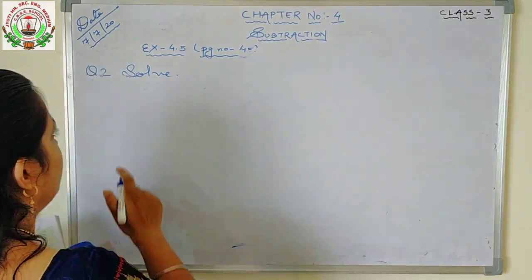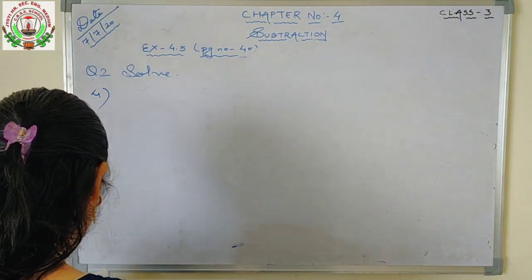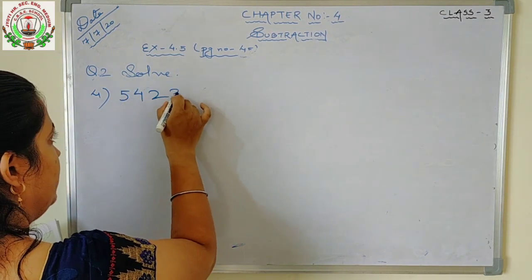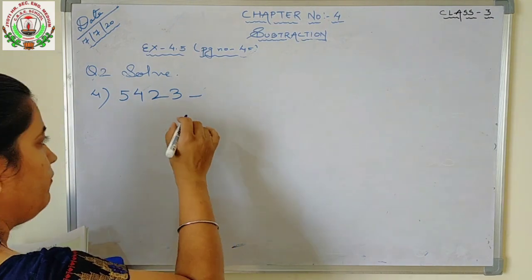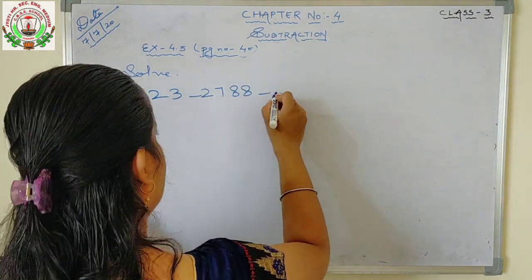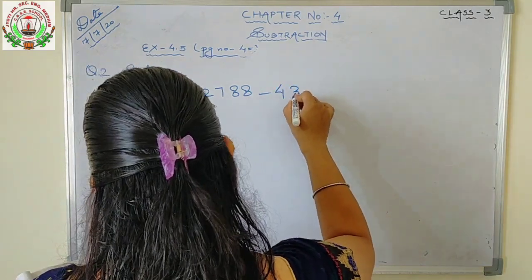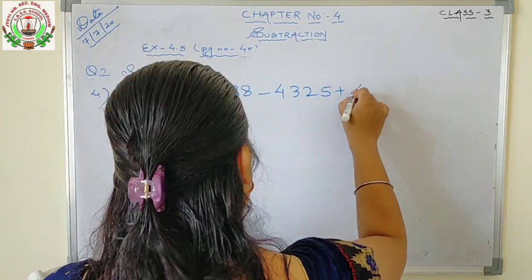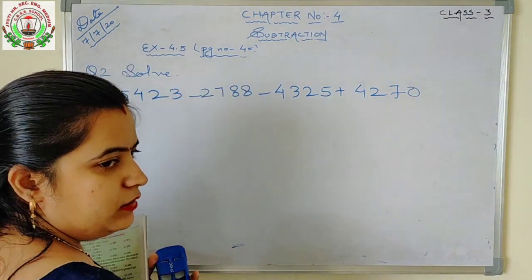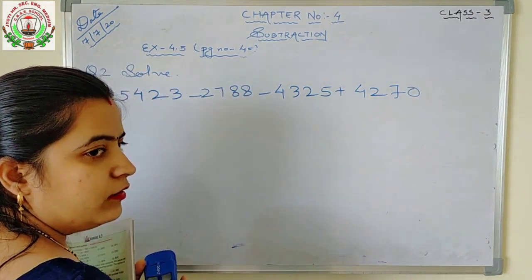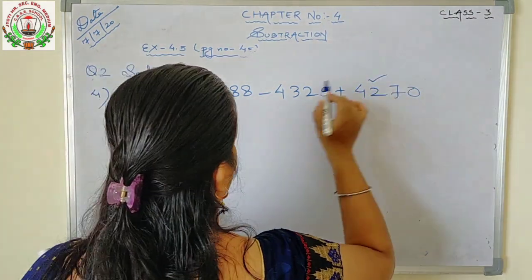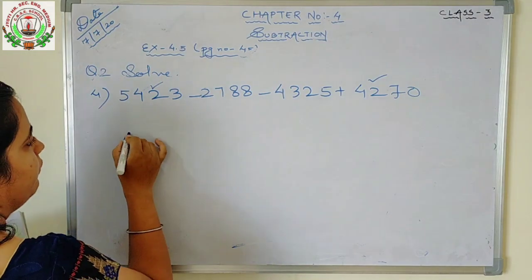What is our question number 4? Number 4 is 5423 minus 2788 minus 4325 plus 4270. Okay. First we will solve the addition one. First we will solve the addition part. Okay. This and this is addition one. So we will solve first.